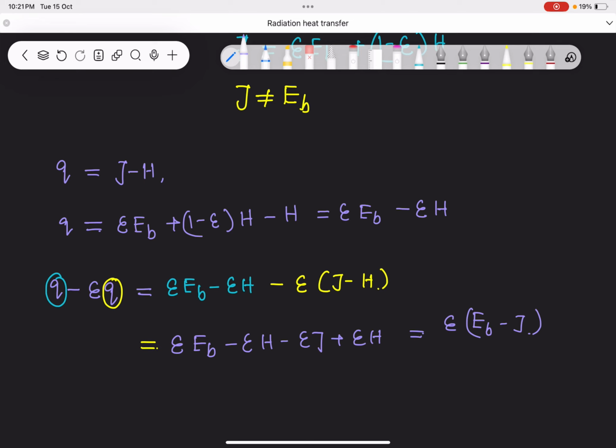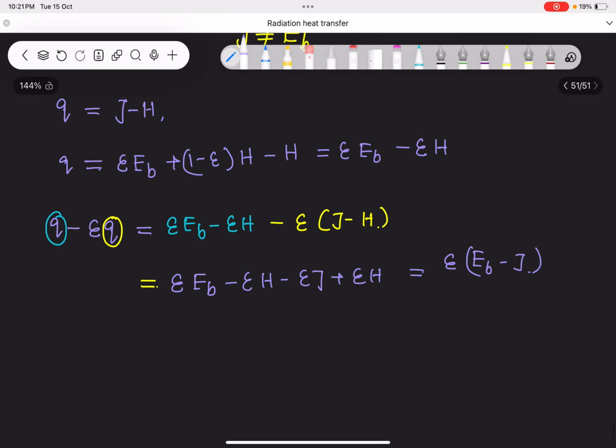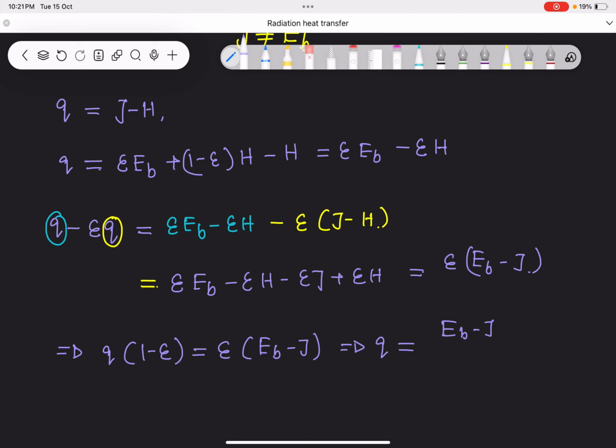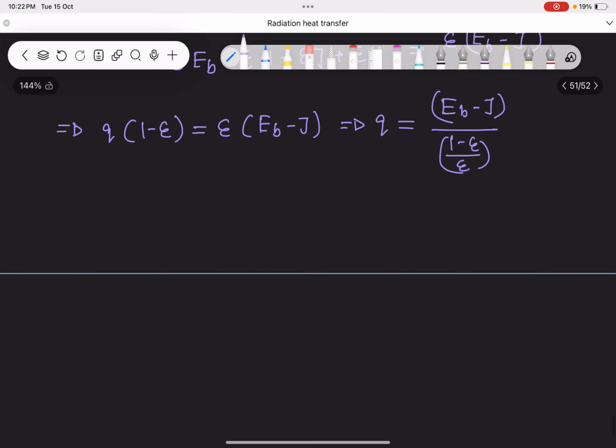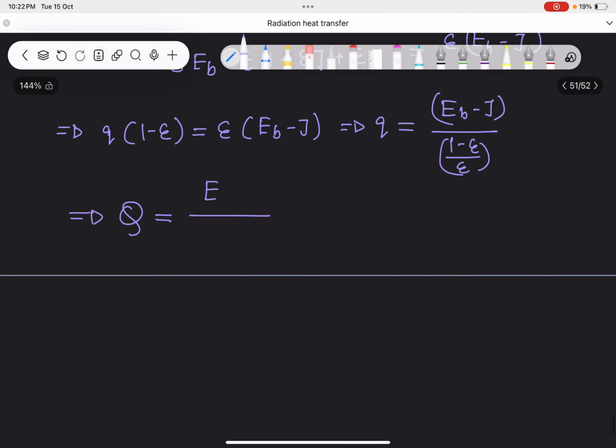Clear? Okay. So we can write Q into 1 minus epsilon is equal to epsilon into EB minus J. So that means my net radiation heat flux is equal to this, 1 minus epsilon by epsilon, right. And if I write the net heat transfer, net radiation, I have to multiply with the area. I can directly write EB minus J over 1 minus epsilon by A epsilon.